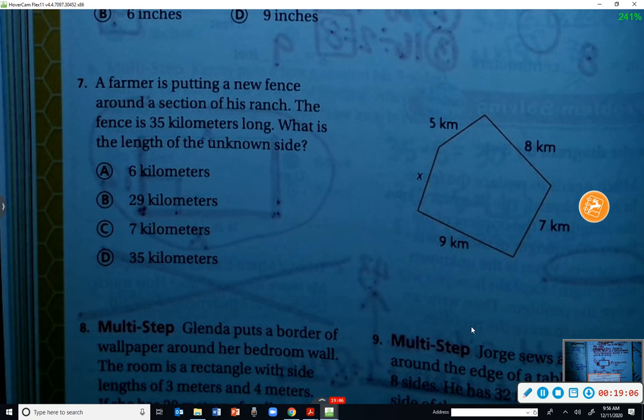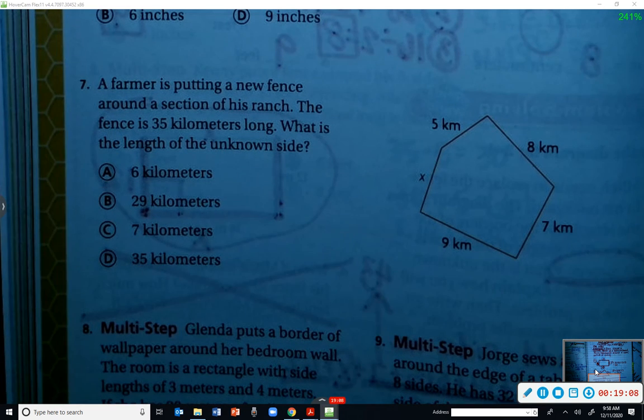Number 7. A farmer is putting a new fence around a section of his ranch. The fence is 35 kilometers long. What is the length of the unknown side? What do all these problems seem to be talking about? Evangeline? Well, perimeter, but what in the word problem, what do they always use as the example for perimeter?